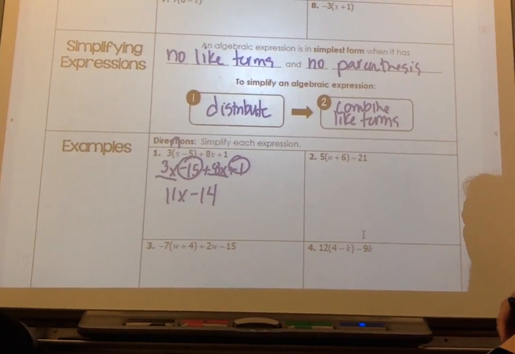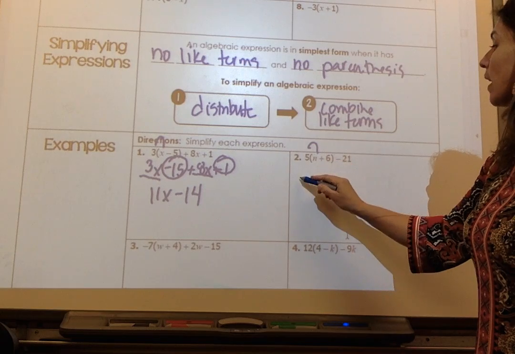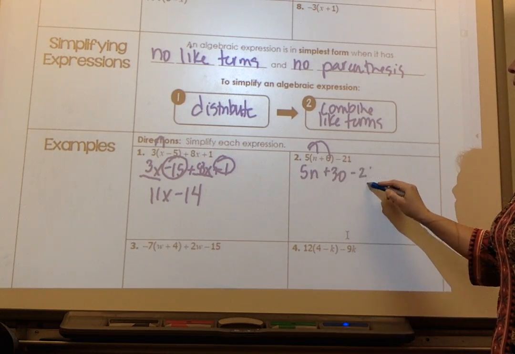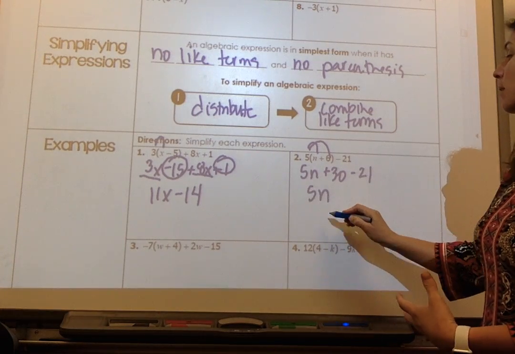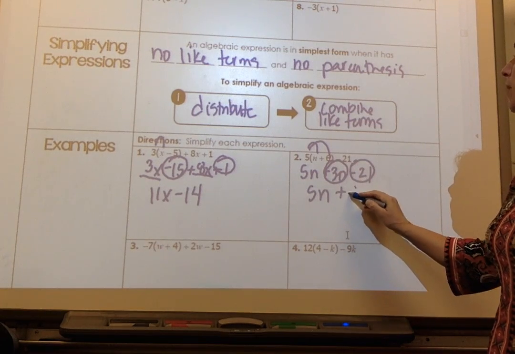Let's take a look at number 2. We're distributing the positive 5, so I get 5n plus 30 minus 21. I can still combine my like terms, so I keep 5n by itself, and I have a positive 30 and a negative 21, which is a positive 9.